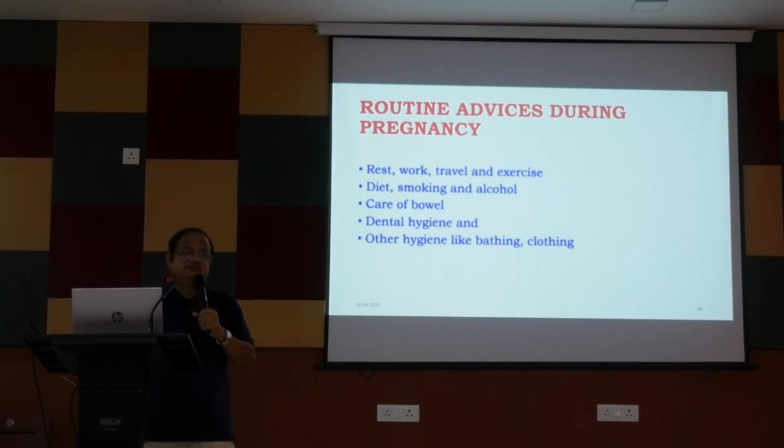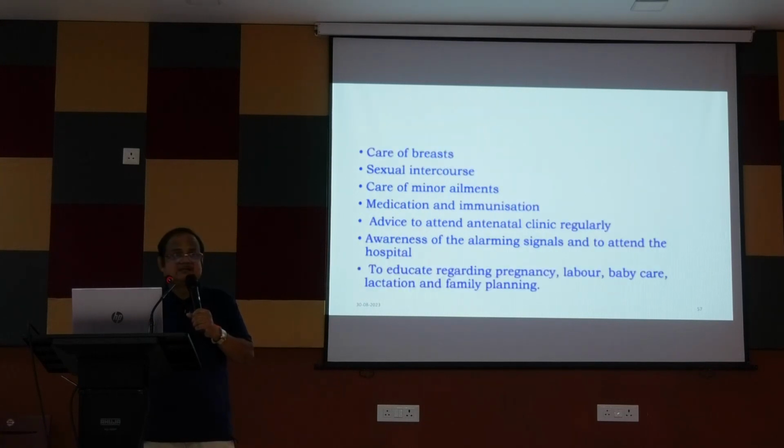Severe effects on the baby: both smoking and alcohol have severe effects. Then care of the breast and sexual intercourse. This is a very common question about sexual intercourse. The woman will discuss it. Usually the first trimester and the last trimester are avoided in advanced pregnancy. And care of the minor ailments.